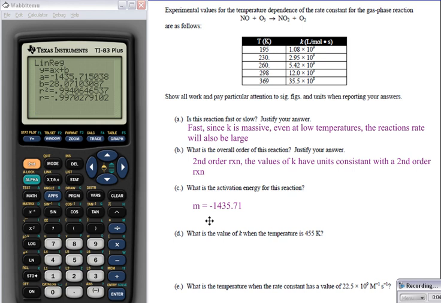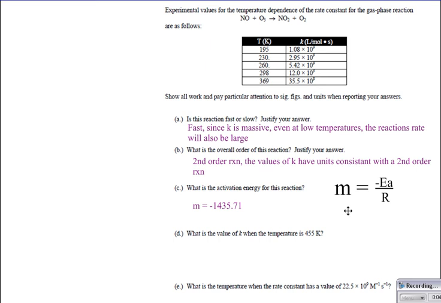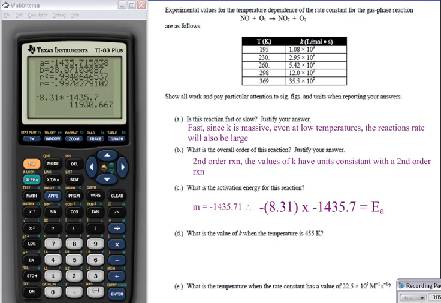Now we know that the slope equals the activation energy divided by R. If we rewrite this formula to just get activation energy, it would be negative R times the slope equals the activation energy. So we're going to do this number times 8.31 to give us our activation energy. Once you do all the math, you find that activation energy equals 11,930. Let's put that in kilo.